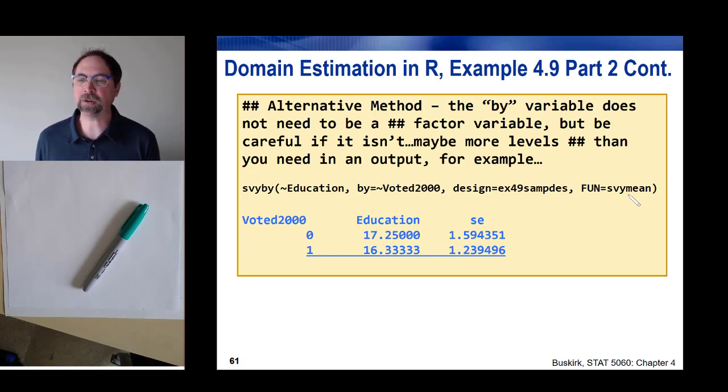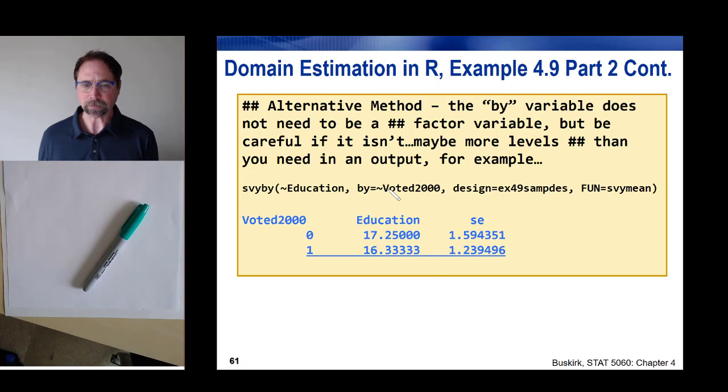It's going to be survey total, survey mean, etc. The by variable, which is clearly tied to the domain of interest, and then the outcome variable that you want, and then of course the design object. The output is going to be here. You're going to get one row for every level of the domain.